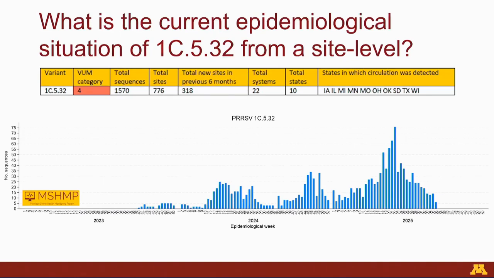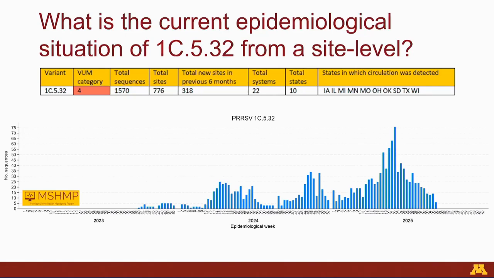But as you can see here, 1C.5.32 is a VUM category 4, and as of early September, we had a total of over 1,500 sequences from this variant identified. We can see the epicurve here. This is the number of sequences detected for this variant over time, and we can see 3 peaks in detection. However, if we look at the table over there, of those 1,500 sequences, we actually have a total of 700 sites. So about half of those sequences actually represent new cases, right?